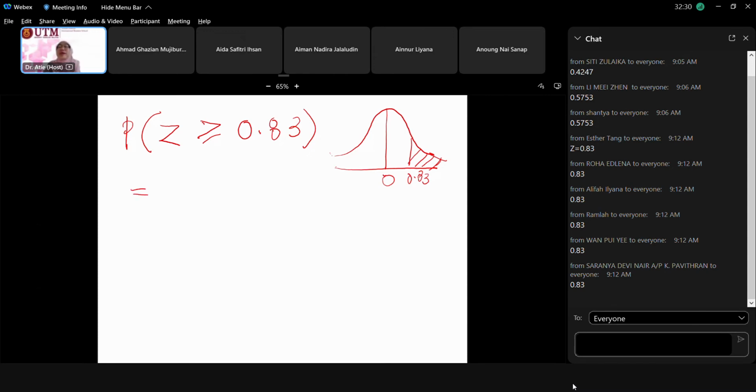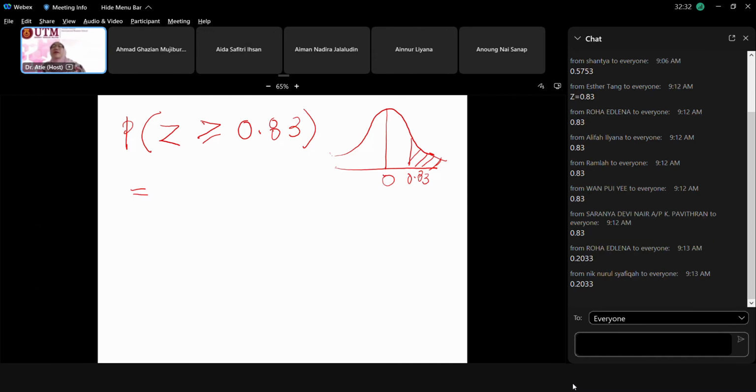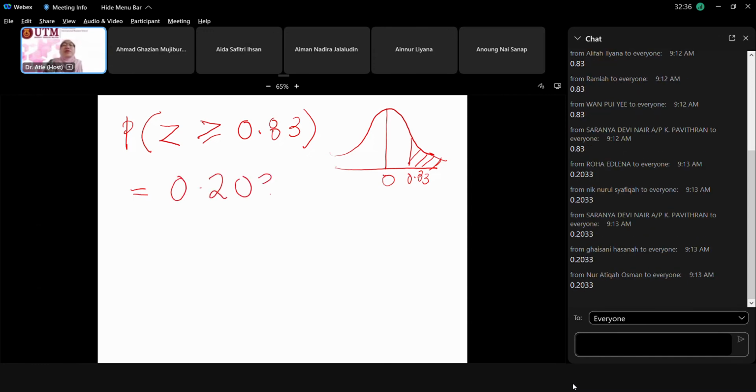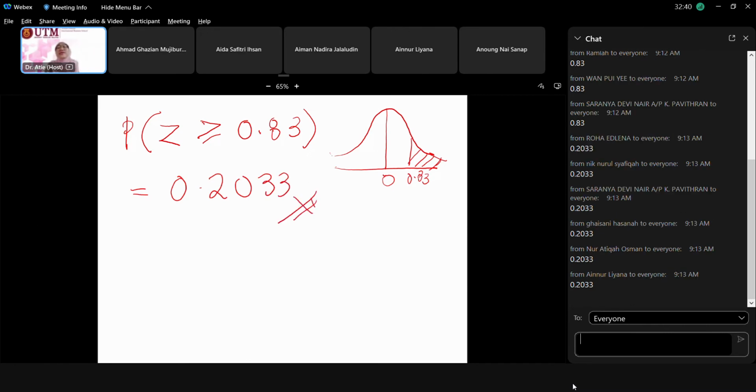Can somebody get me the answer, please? 0.2033, thank you. It's logical because the answer should be less than 0.5. It doesn't even reach half of the graph. So this is the answer. Is everybody okay?